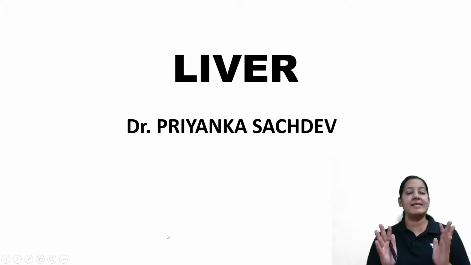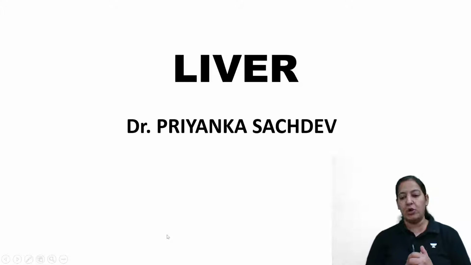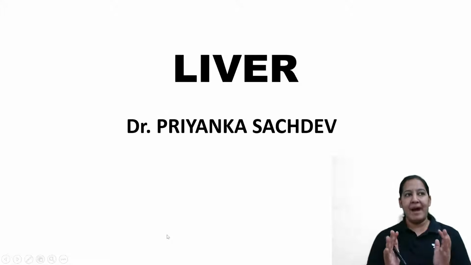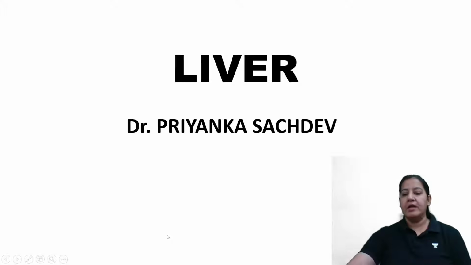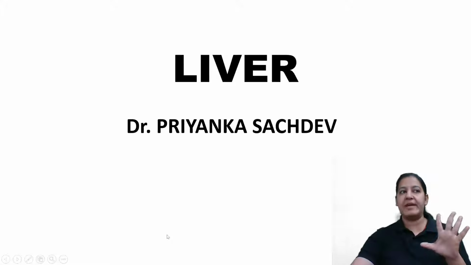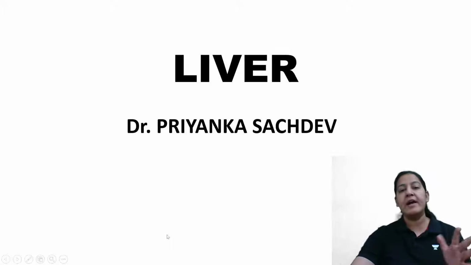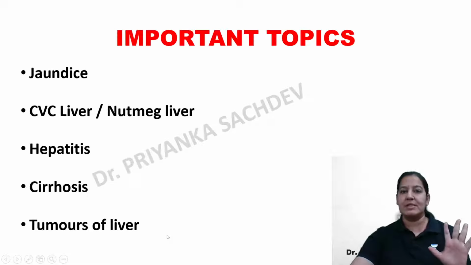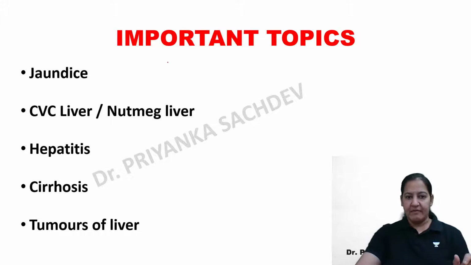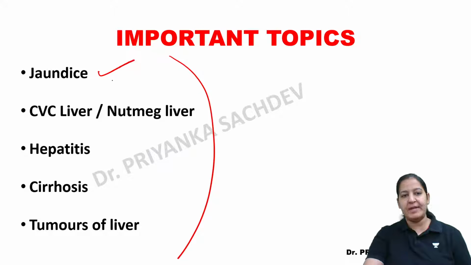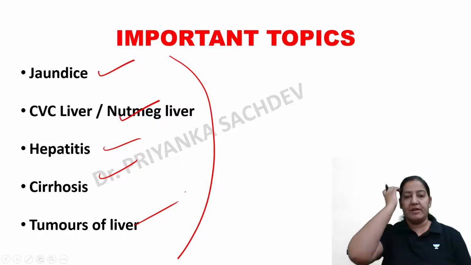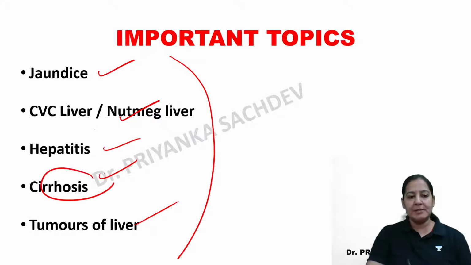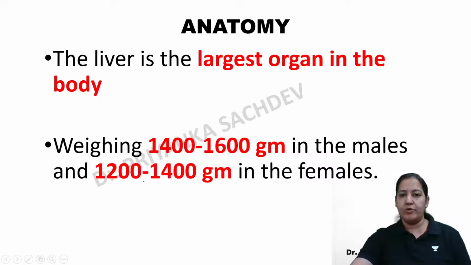But before that, it's really important to understand the anatomy and histology of the liver so that you will have a better understanding of the topic. So in the first 5 or 10 minutes of the session, I will give you a brief review of the histology of the liver, and then I will move on to the topic, that is cirrhosis. In this series on the liver, I am going to cover jaundice, CVC nutmeg liver, cirrhosis, hepatitis, and tumors of the liver. So this is the session about cirrhosis.